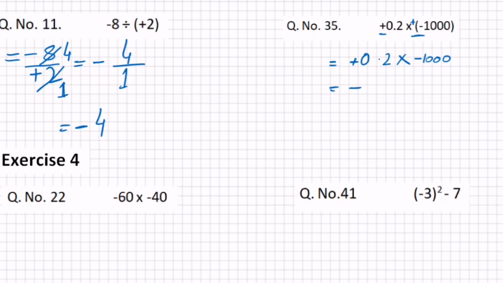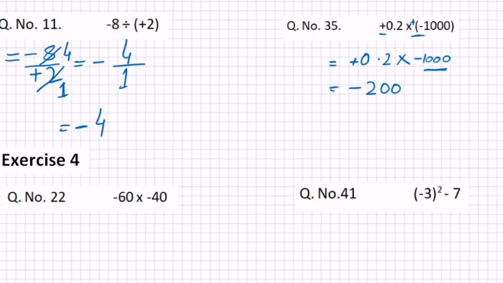Now multiply this 0.2 into 1000. This is very simple. The point will move 3 places to the right. 1 place, 2, 3. Why? There were 3 zeros, that's why this point moved to the right 3 places. So here it's now minus 200. The point moved 3 places to the right to adjust these 3 zeros.